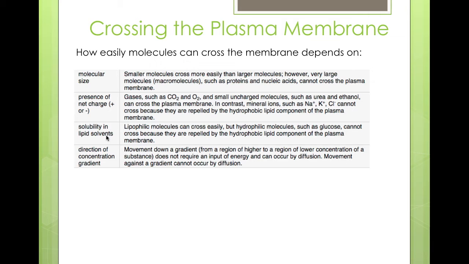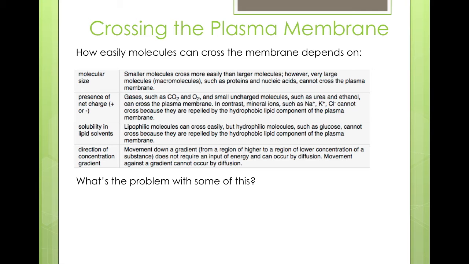And then also how much of it the cell already has, what we call the concentration gradient, yeah? Generally, if there is more outside of the cell than inside of the cell, things will move into the cell without needing a lot of energy. This is not true of every case, but this is a general trend. And if there's more inside the cell than out, things generally move out of the cell, okay? And I'll go through that later on as well.